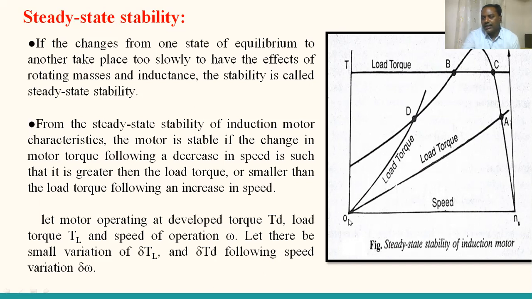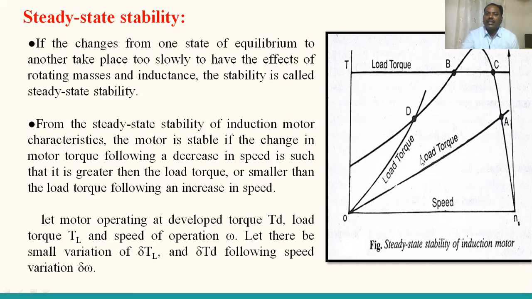So even with an increase in speed, the torque is decreasing. You see here the intersecting points A and D. Based upon these points, the stability analysis of the induction motor is to be carried out. Induction motor stability is to be estimated through these characteristics. Steady state stability is enough to estimate the induction motor stability. Even as the speed increases, the developed torque is either greater than or smaller than the load torque.